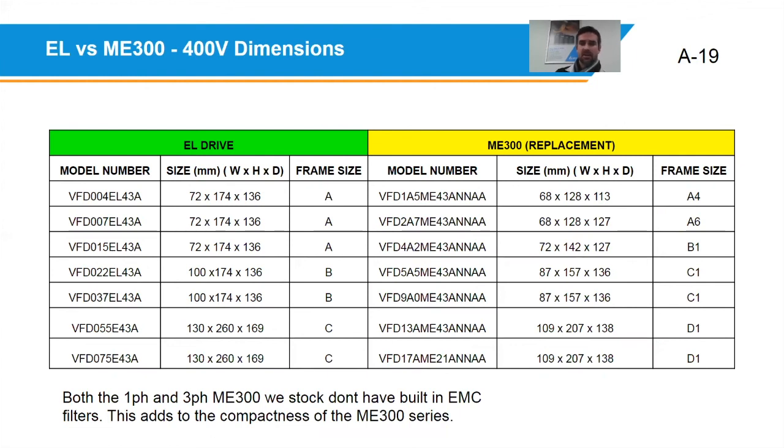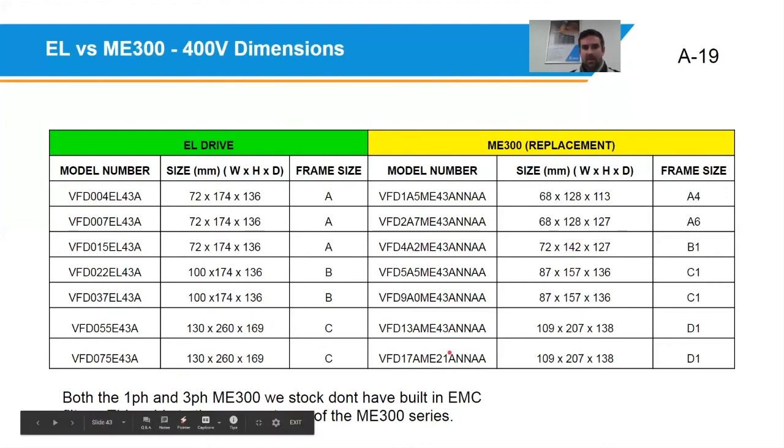Another advantage of the ME is in our economical drive, we're going up to 7.5 kilowatt. Versus the old EL, we would stop at 3.7 and not have an economical function for 5.5 and 7.5 kilowatt. But with the ME300, we have that 5.5 and 7.5 kilowatt economically priced. So that's a great addition to have. And you can also see the dimensions compared to, say, the E drive is much, much smaller.